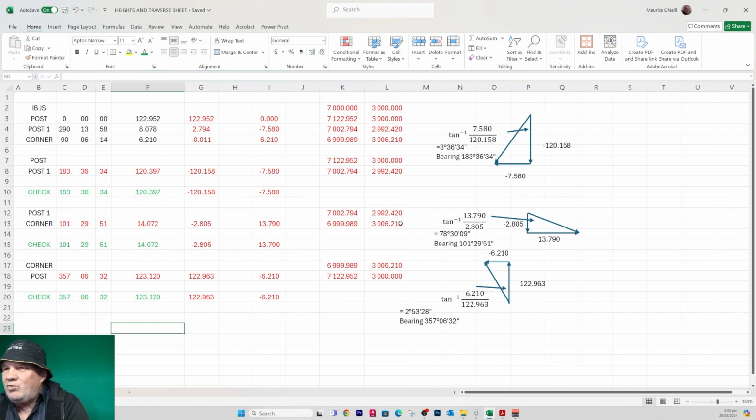So then it's on to the next one, and again we just get the coordinates from up the top, post 1 coordinates to here and corner coordinates to here. Work out the ordinates, draw the little triangle, work out what angle it is. So in this case here, we've got the angle in there of 78 degrees 30.09, but that's in there. So that's going to be, here's 180 down here. So we can take that away from 180 to give us the bearing. Okay, the bearing there, a 101, 29, 51.